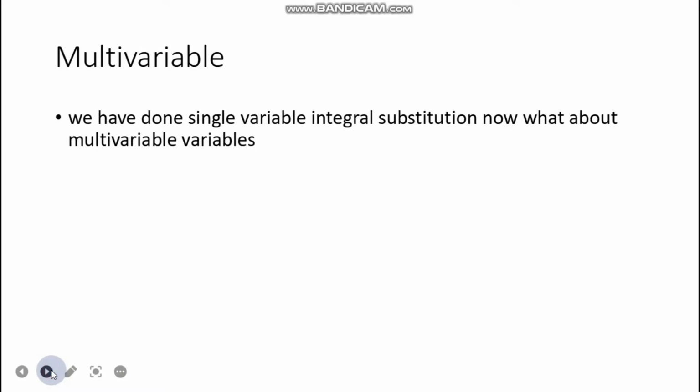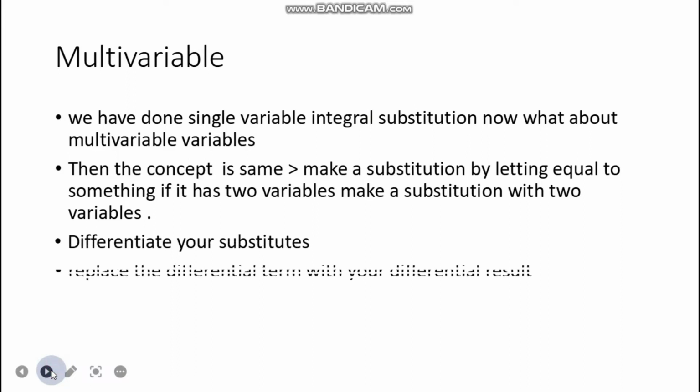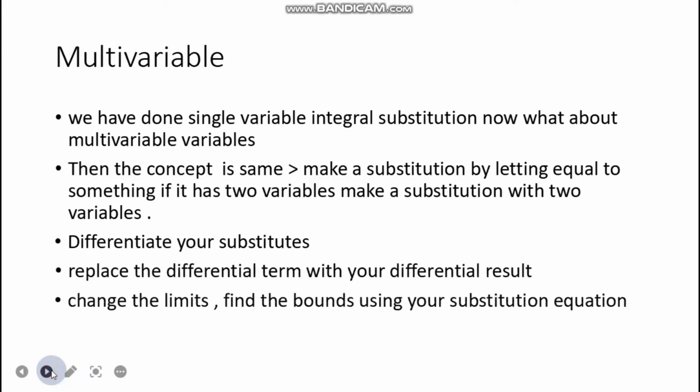Multivariable. We have done single variable integral substitution, now what about multiple variables? The concept is the same: make a substitution by letting a variable equal something. If it has two variables, make a substitution with two variables. Differentiate your substitutes. Replace the differential term with your differential result. Change the limits, find bounds using your substitution equation, and solve. Let's look at the video.